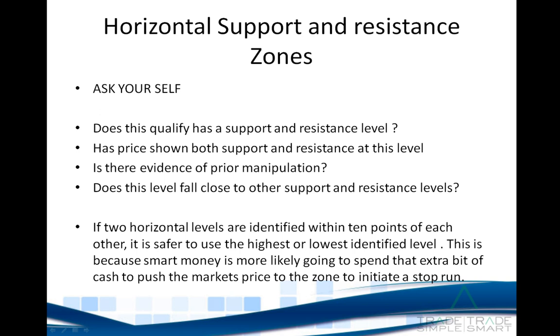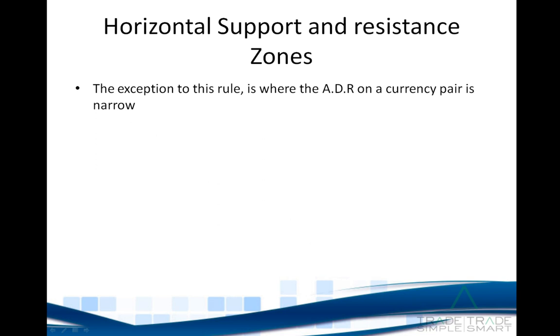This is because smart money is more likely to spend the extra bit of cash to push the market's price to the zone to initiate a stop run. Okay, now another exception to this rule is where the ADR on a currency pair is narrow. So if you have a currency pair where the daily range is very small or very narrow in comparison to others, then you might want to leave both of the manipulation zones on the charts, even if they fall within the 10-point range.